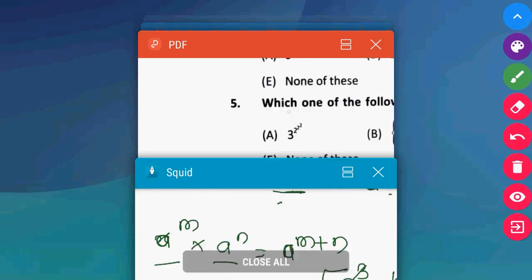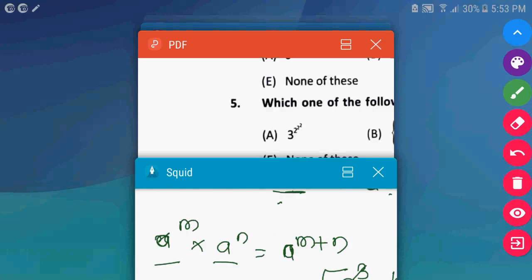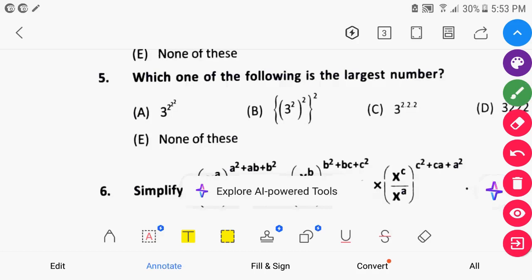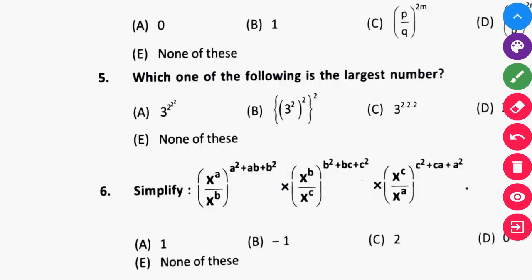So see whether the 1 is there in the options or not. Then you got your answer. 1 is there, Option A. So this is our answer.